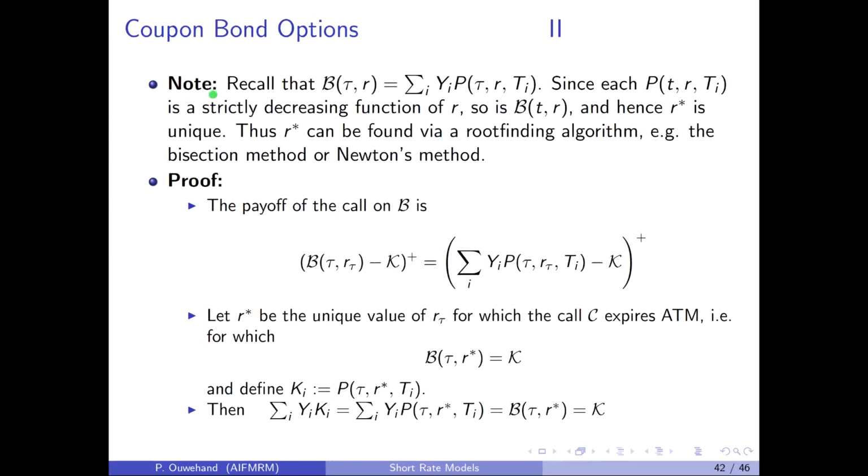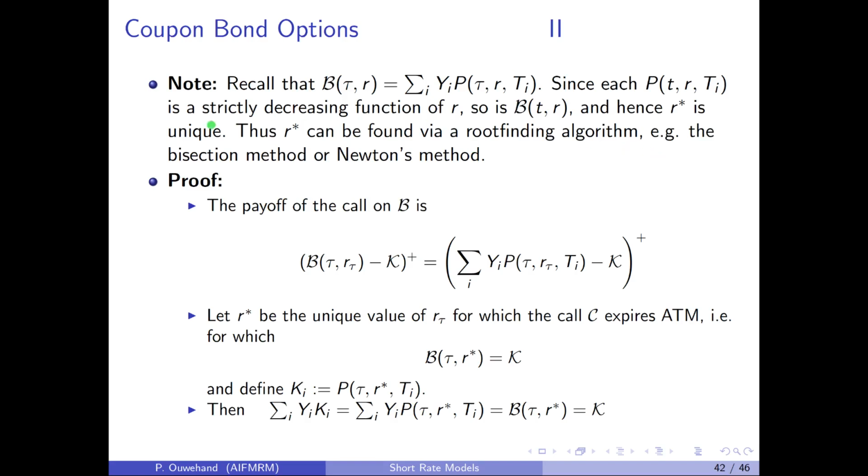Before we proceed, notice that the coupon bond price at time tau is given as follows. Here y_i are the cash flows after time tau. And since each of these zero coupon bond prices is strictly decreasing in the short rate R, so is the coupon bond price. It therefore follows that one can find a unique value R* for which the value of the coupon bond at time tau is equal to the strike of the coupon bond option. In that case, R* can be found via a root finding algorithm, e.g. the bisection method or Newton's method.